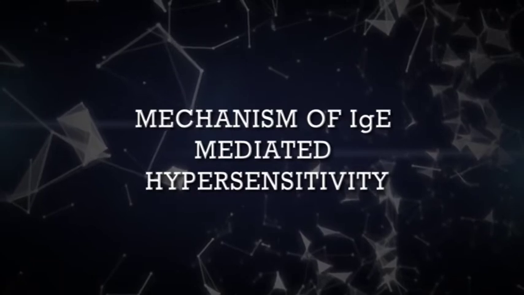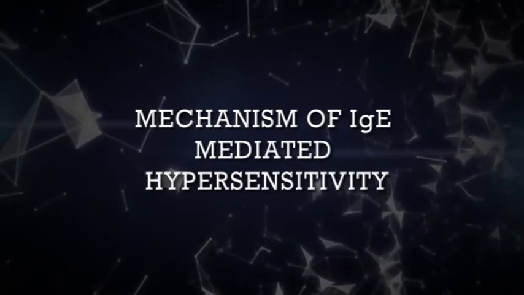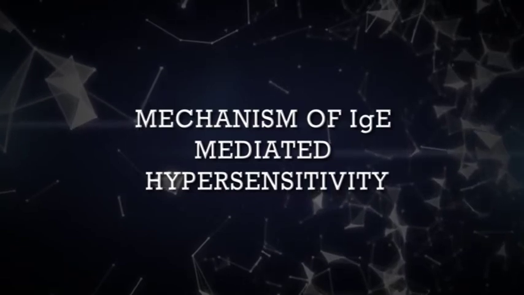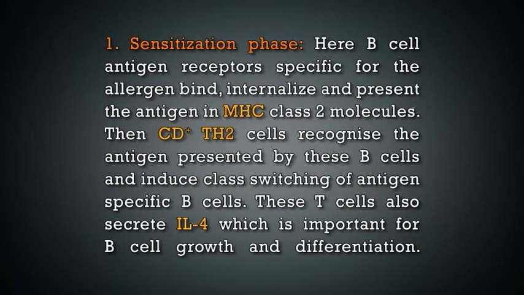Now let us see the mechanism of IgE-mediated hypersensitivity. Mechanism of IgE-mediated hypersensitivity involves 2 phases. Phase 1 is sensitization phase. Here, B cell antigen receptors specific for the allergen bind, internalize and present the antigen in the MHC class II molecules. Then CD4 positive Th2 cells recognize the antigen presented by these B cells and induce class switching of antigen-specific B cells. These T cells also secrete interleukin-4, which is important for B cell growth and differentiation.